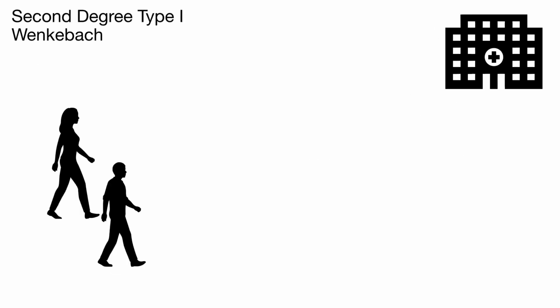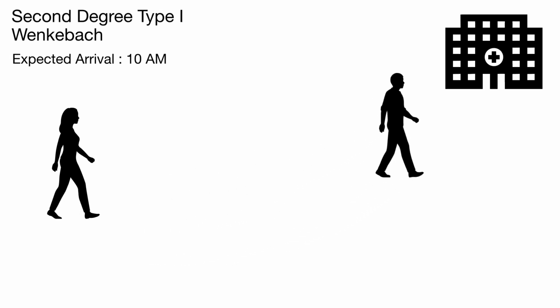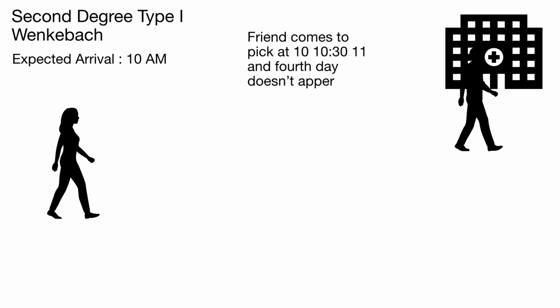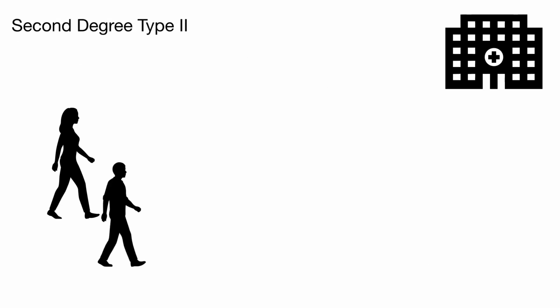Second degree AV nodal block, Mobitz type 1, is when your friend meets you the first day at 10 a.m., the second day at 10:30 a.m., the third day at 11 a.m., and the fourth day does not appear at all. So, second degree heart block, Wenckebach or Mobitz type 1 phenomenon, is progressive lengthening of the PR interval and one non-conducted P wave.